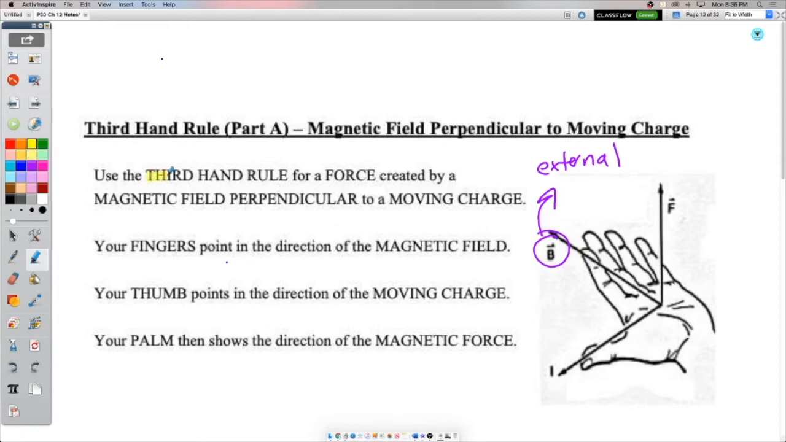We use the third hand rule for a force created by a magnetic field that must be perpendicular to a moving charge. So this is the first time you've had to deal with a force that works this way. You've never had a force that acted perpendicular to the field which caused it. Never. The closest we've gotten to even that is in an electric field, you could have a force in the opposite direction, so anti-parallel to the field lines, right?